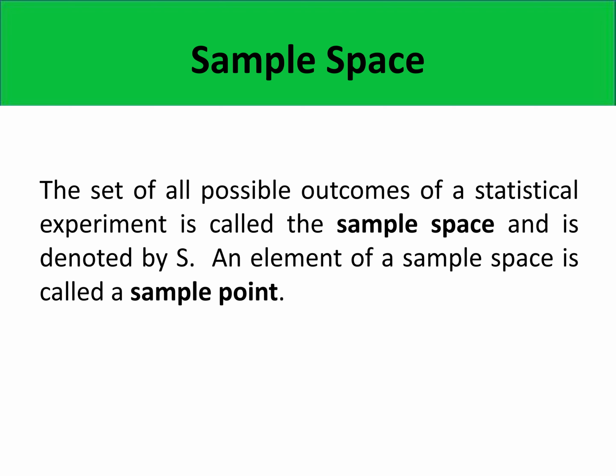The set of all possible outcomes of a statistical experiment is called the sample space and is denoted by capital S. An element of a sample space is called a sample point.